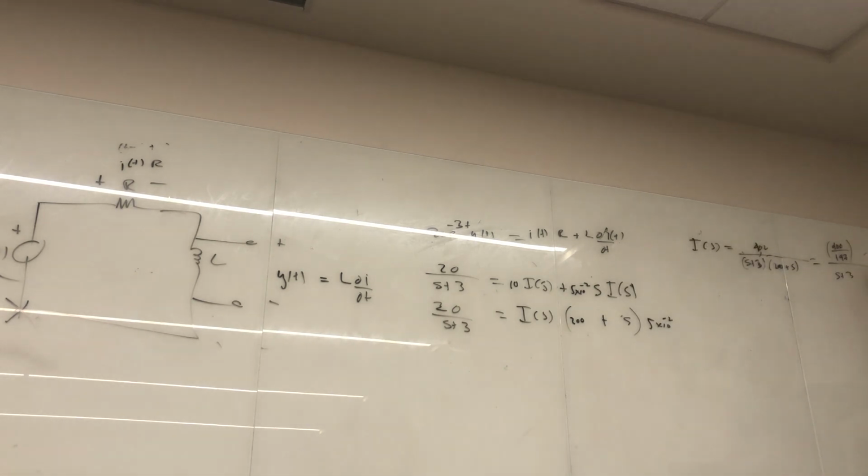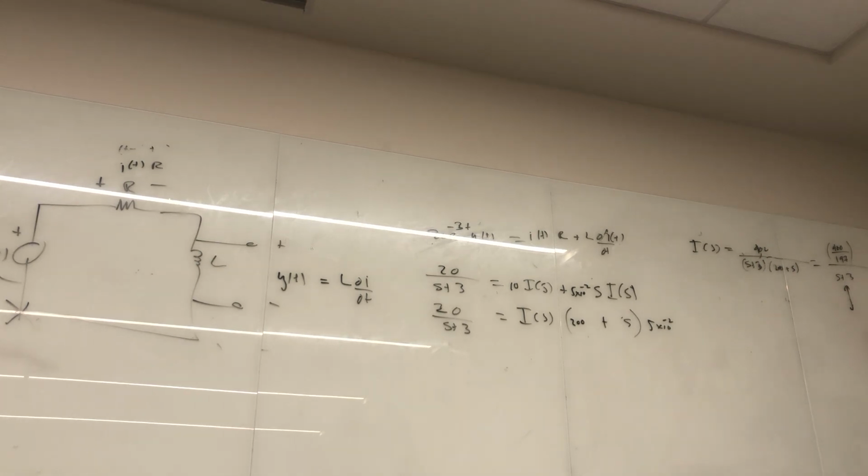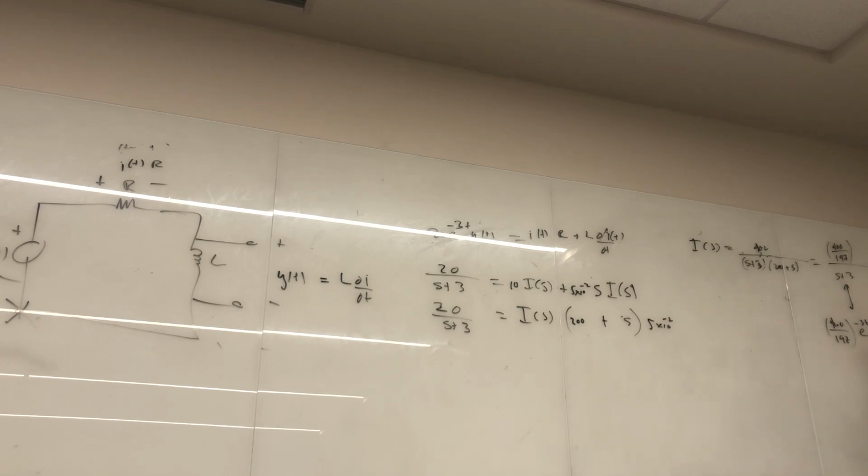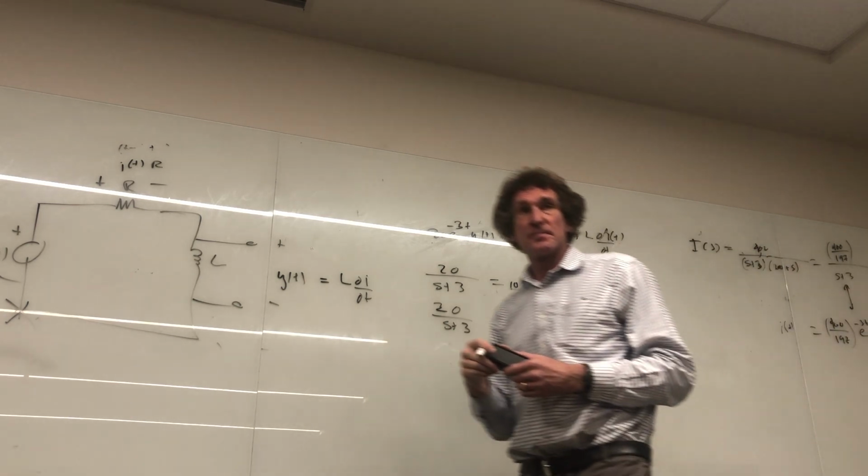All right, now, regardless of what these values are, this is about 2 right here, and this is about minus 2. When you go back to the time domain, what happens when I do the inverse transform? That coefficient, 400 over 197, times e to the minus 3t, times u of t. What about this one? That's minus 400 over 197 times e to the minus 200t, times u of t. And that's i of t. That's in the time domain, isn't it?